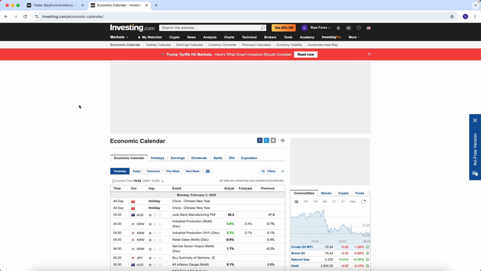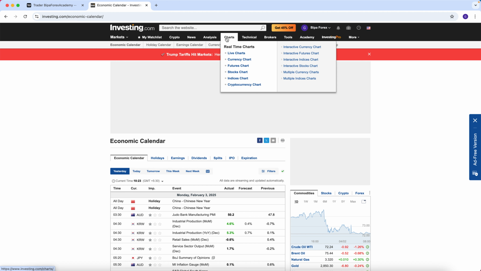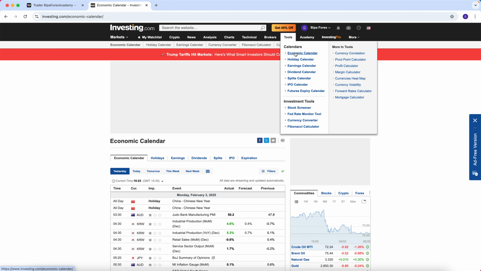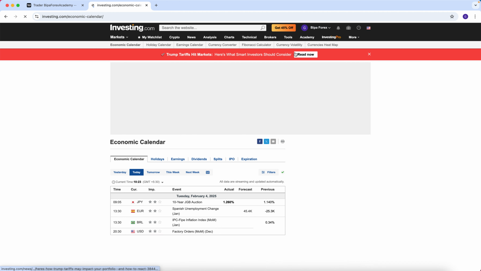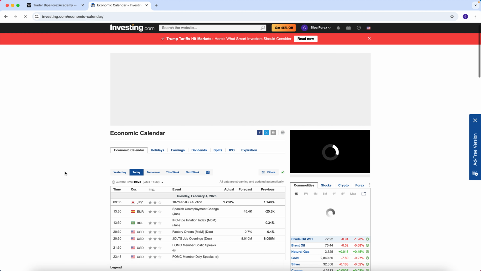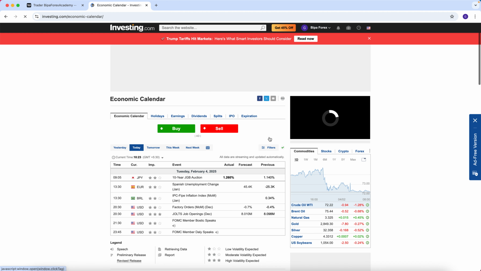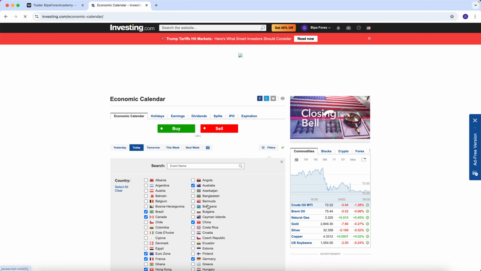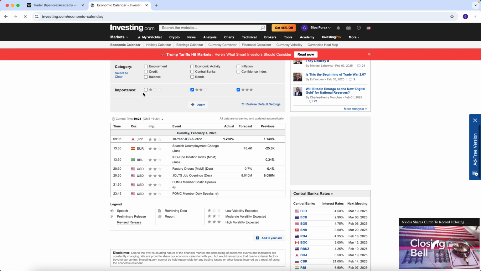Now, in order to check the special events on your calendar, the first place where you can find all this information is investing.com, which I always use. So let's get into investing.com. Once the page is loaded, under tools, you will see an economic calendar. Once it is loaded, I have set filters here so that it will only show the important news.